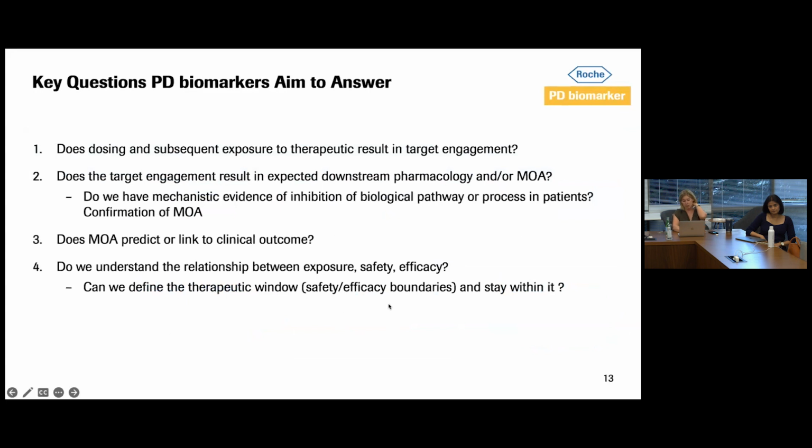So key questions that PD biomarkers aim to answer: does dosing and subsequent exposure to the therapeutic result in target engagement? Does target engagement result in the expected downstream pharmacology? And do we have mechanistic evidence of inhibition of the biological pathway? And then is this a mechanism linked to the clinical outcome that we're interested in? And then do we understand the relationship between exposure, safety, and efficacy so that we can define a therapeutic window and stay within it? Sometimes we don't have the luxury to just dose more and more, then you run into safety issues.